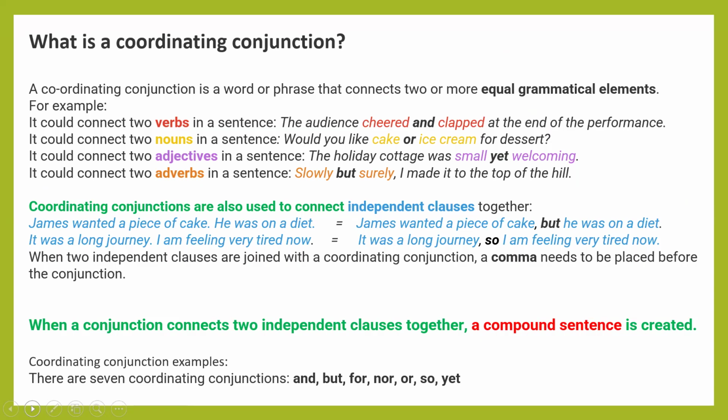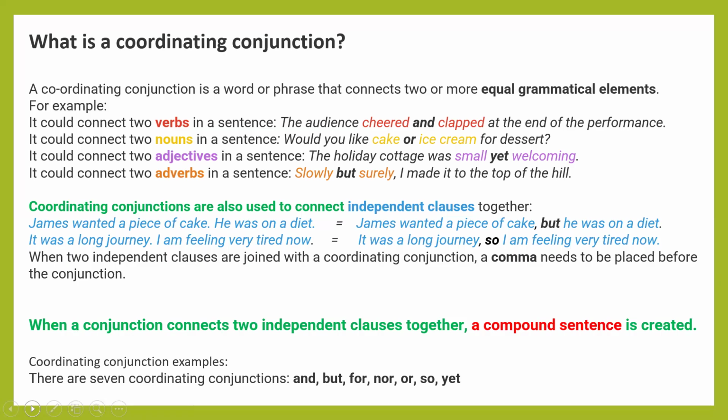So what did we get from these examples? A coordinative conjunction could connect two verbs, two nouns, two adjectives, and two adverbs. Now next, coordinative conjunctions are also used to connect independent clauses together. We have acquired the knowledge of what an independent clause is. So let's look at the example. James wanted a piece of cake. He was on a diet. Both are independent clauses.